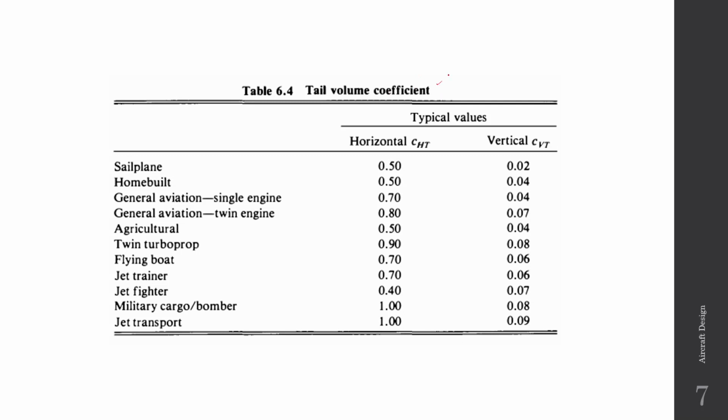So this is a table of the tail volume coefficients for different classes of aircraft. This is for the horizontal tail and this is for the vertical tail. And remember that the horizontal tail is normalized with the chord length of the wing, whereas the vertical tail is normalized with the wingspan. You can see that for different classes of aircraft, these values are different.